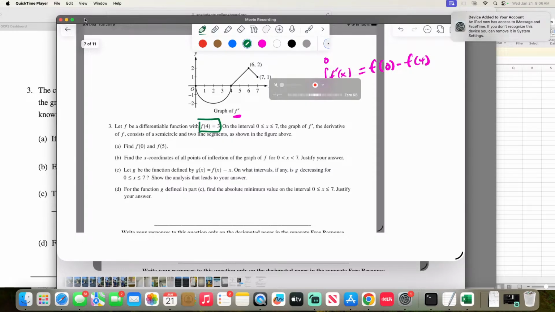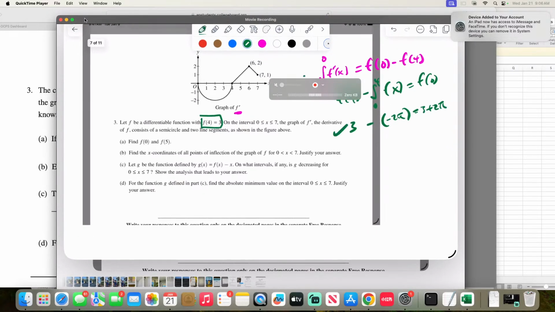Okay, so what's the integration from 4 to 0? Well, first of all, let me write it out. We want f of 0, so it would be f of 4 minus the integration from 0 to 4 of f of x. So what's f of 4? We know it's 3, and minus the integral from 0 to 4 is minus 2 pi, right? So it'd be 3 plus 2 pi. Is that okay? So you earn the second point. So you earn the first point, second point.